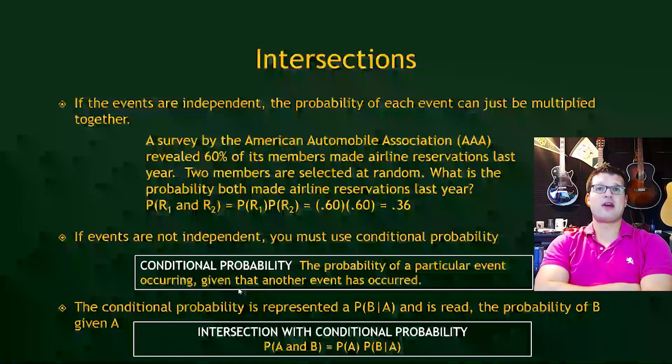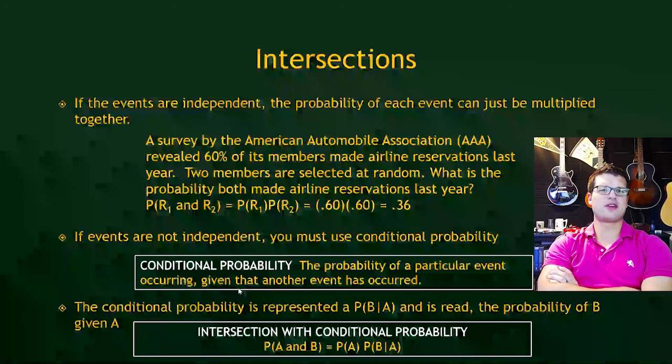A survey by the American Automobile Association, AAA, revealed that 60% of its members made airline reservations last year. 2 members are selected at random. What is the probability that both made airline reservations last year? And the probability of one does not impact the probability of the second.